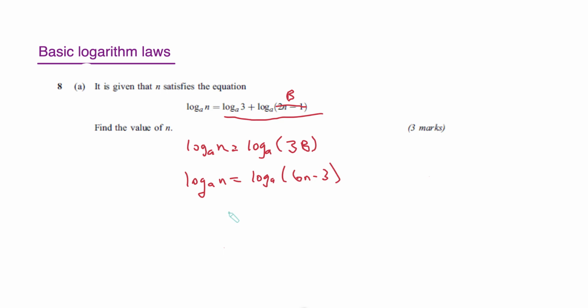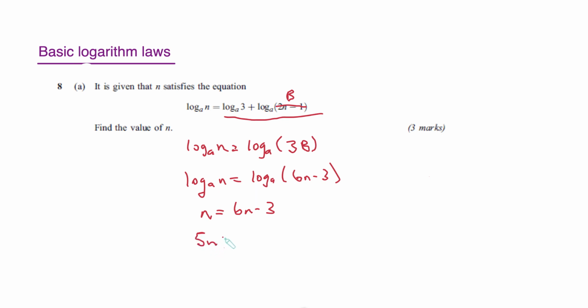Okay, so again, similar to the last question, when you've got a log on both sides and they're the same base, then you can effectively get rid of the 2 logs. n must be the same as 6n minus 3. And once we get to there, it's no longer a logs question. The rest of the question is purely a piece of linear algebra.